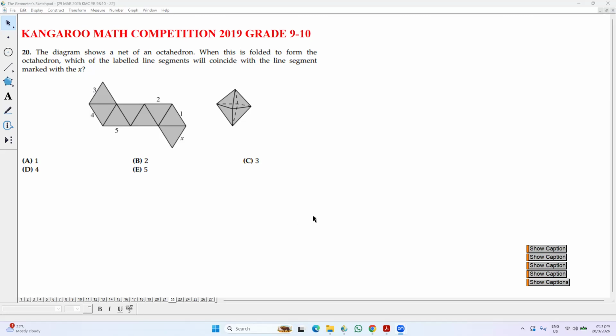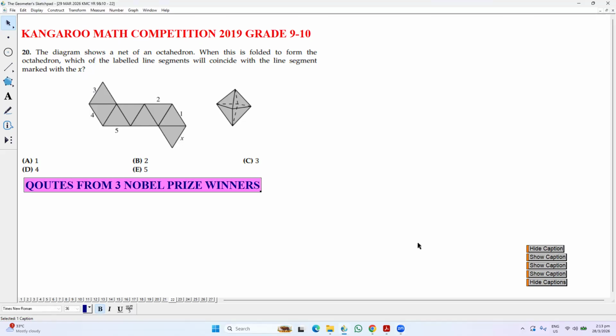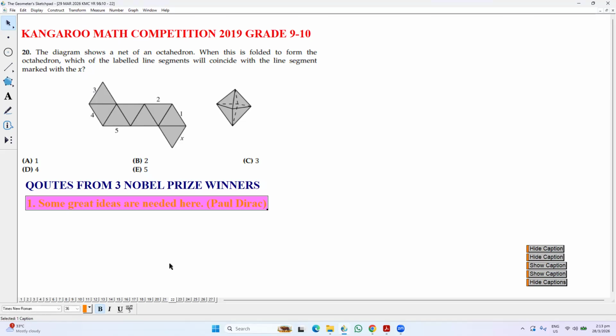Let us start with three quotations from three Nobel Prize winners. Number one, some great ideas are needed here. Paul Dirac, who ended his book with this remark.